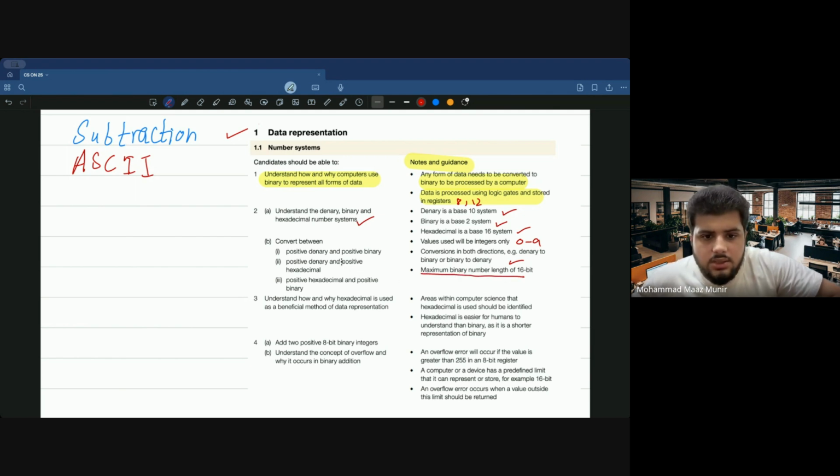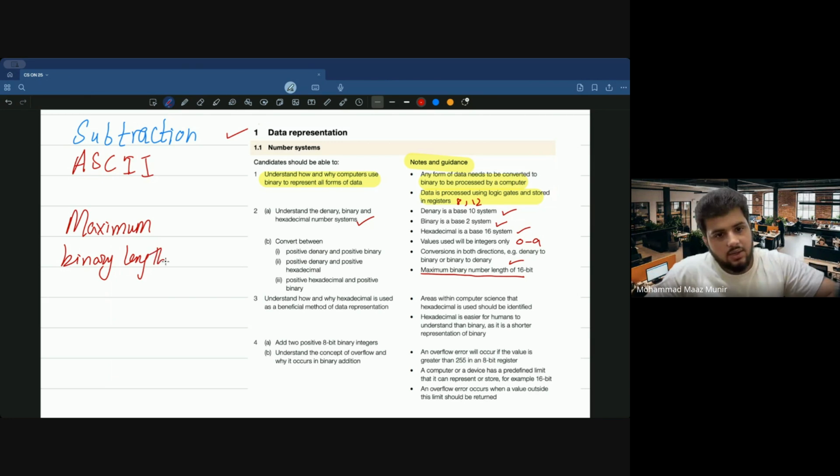Okay, I guess this is with the, do we have negative? Okay, this is something we missed, and this is the benefit of overlooking the syllabus. So guys, do know that whenever we are dealing with binary numbers, the maximum binary length is of 16 bits. 16 bits. Just remember this.